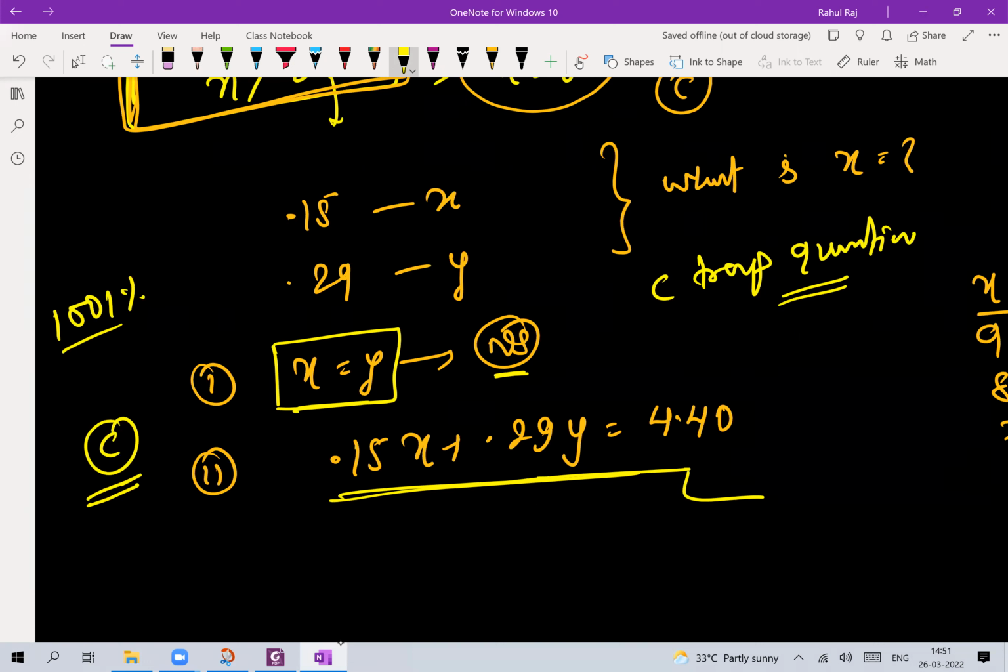But when you say this statement is not sufficient, if at all you combine it, how do you prove to me that this is not sufficient? You will have to give me two values of x and y.